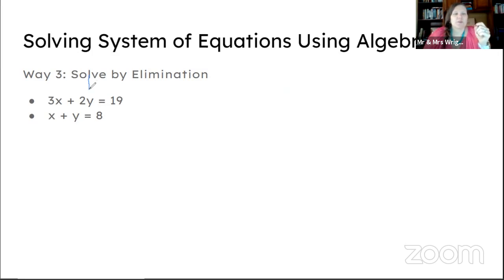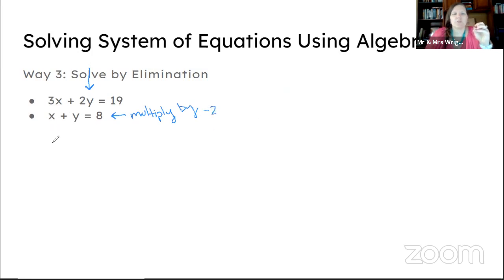So I think I'm going to want to eliminate my y's. In order to eliminate my y's, I'm going to multiply this second equation by, well, let's see, if this is a positive 2y and I have a y here, what would I need to multiply this y by to get the exact opposite of 2y? Well, I'd have to multiply it by -2.